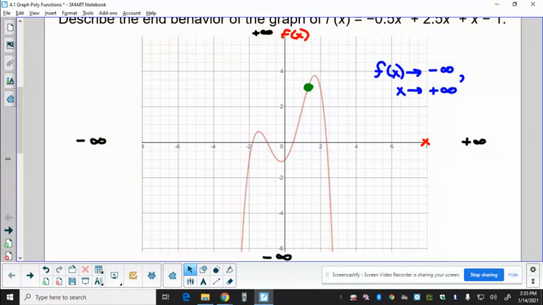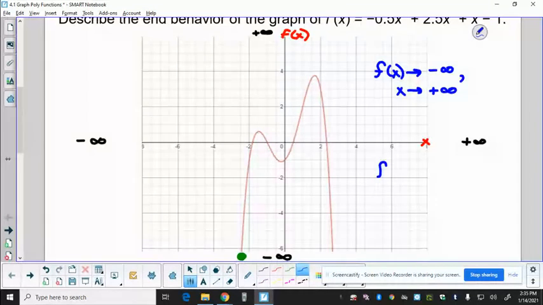So what's going to eventually happen as I move farther and farther and farther to the left? What will happen to the y coordinates or the f of x coordinates? Aren't they going down toward negative infinity as well? They're getting smaller and smaller and smaller. They sure are. So I'm going to say that the y coordinates are going to move toward negative infinity as the x coordinates move toward negative infinity. And these two statements together are a description of the end behavior of this graph. Might be a little difficult to understand that at first.